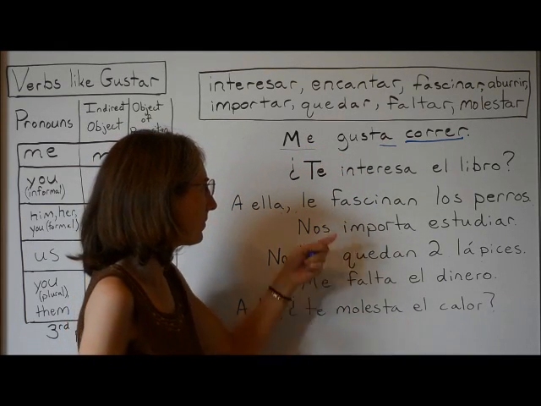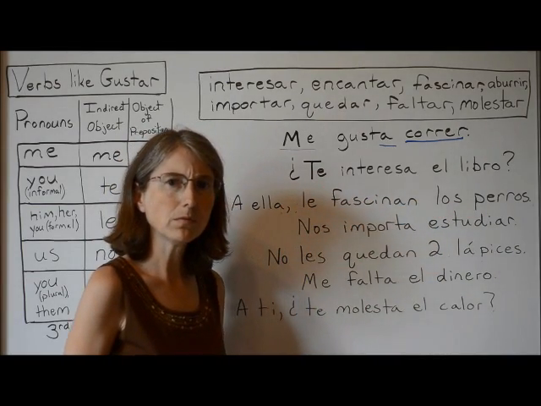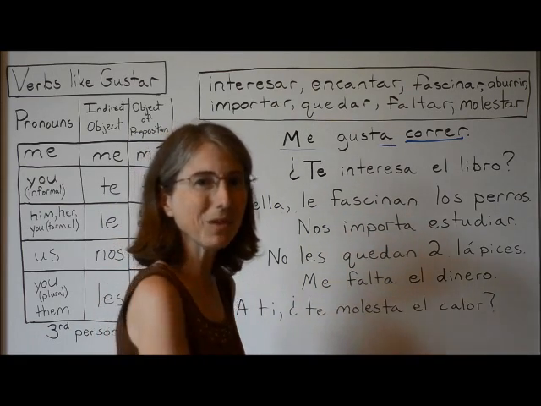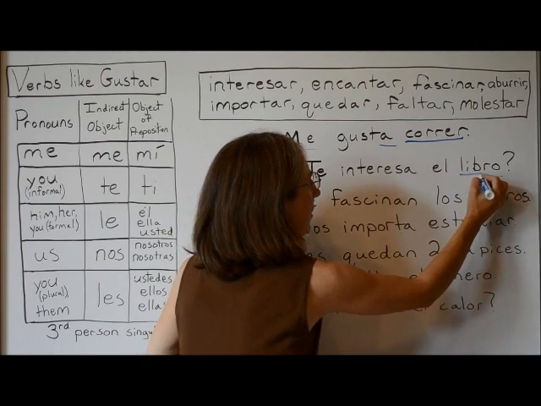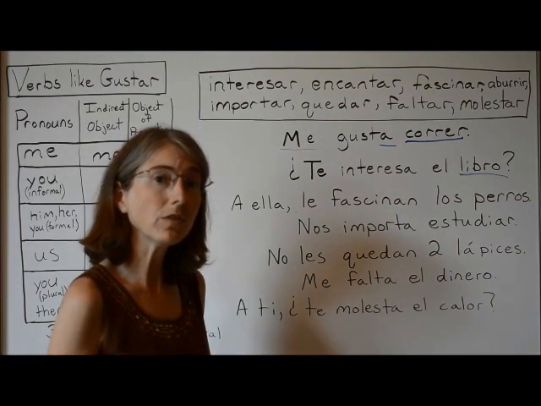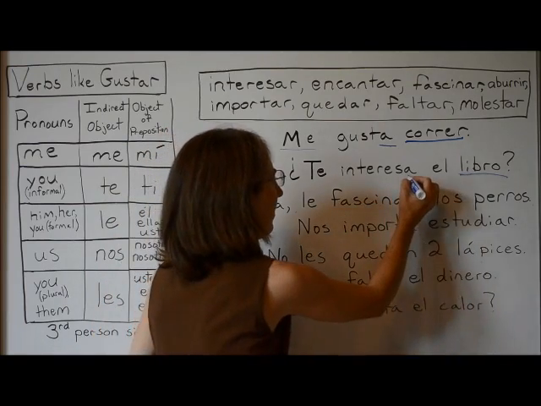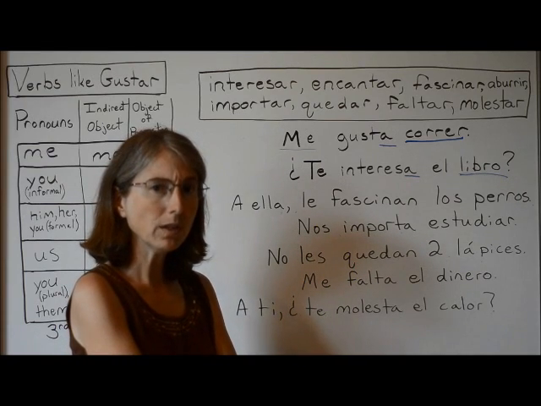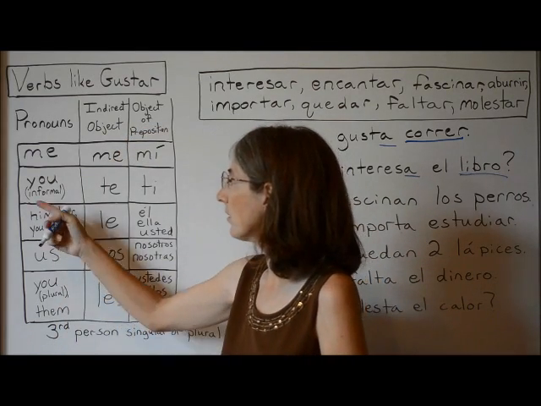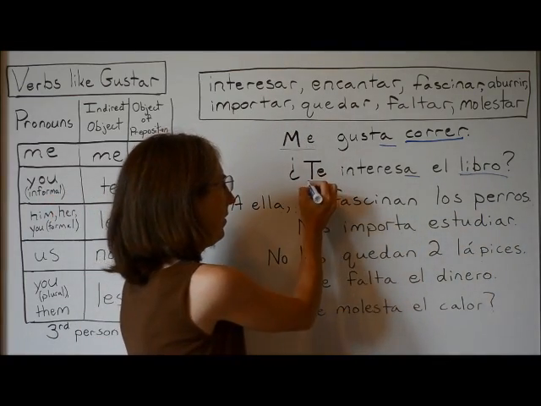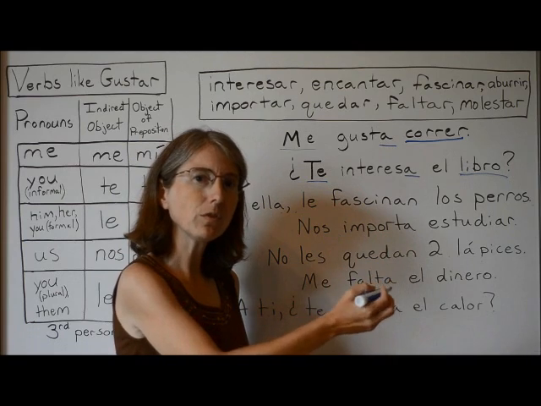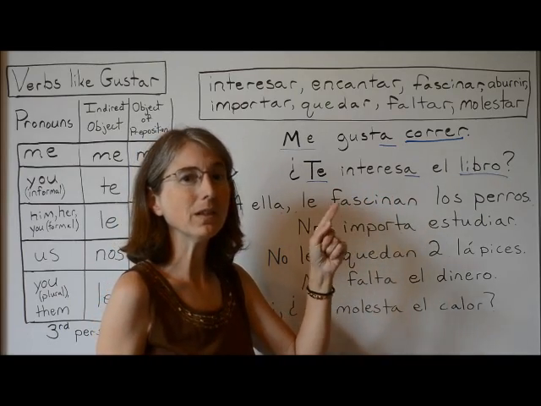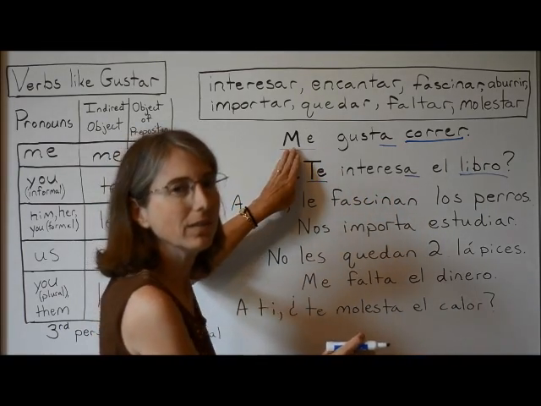Let's look at another example. ¿Te interesa el libro? So in this sentence, does the book interest you? The book is the subject. We're going to conjugate interesar according to the subject, so it's going to be third person singular. Interesa, and we're asking, is it interesting to you? So the indirect object pronoun for you informal is te. Okay. ¿Te interesa el libro? Is the book interesting to you? Notice that this is the same as the statement that would be the book interests you. All we've done is add question marks.